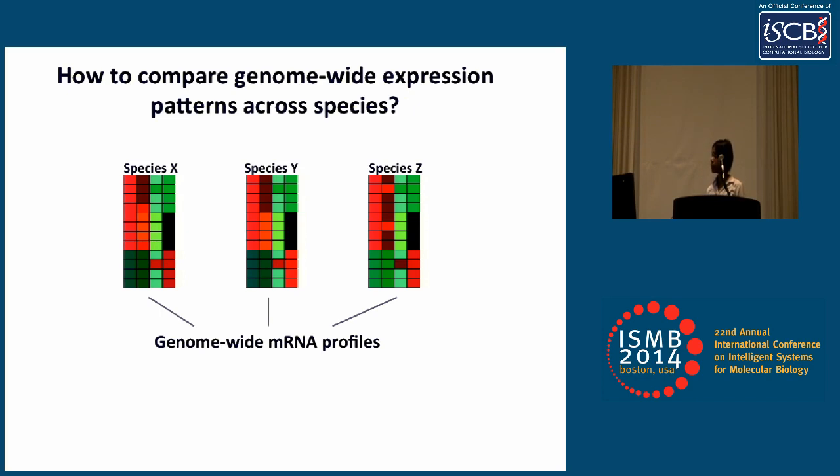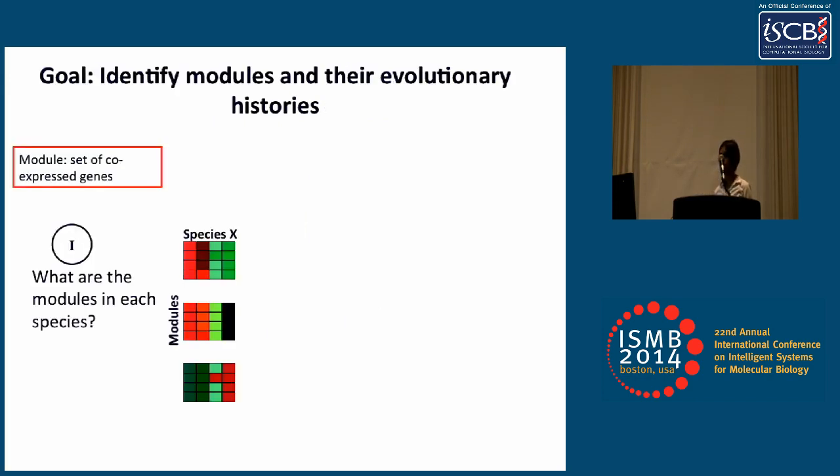A useful abstraction to think about when thinking about mRNA data is to consider transcriptional modules. So what are modules? Modules are defined as sets of genes that are co-expressed. Such modules can represent, for example, a pathway or a process where all the genes need to be coordinately regulated.